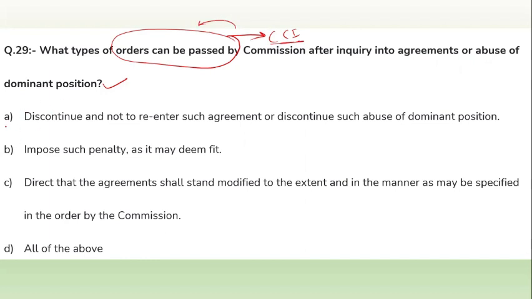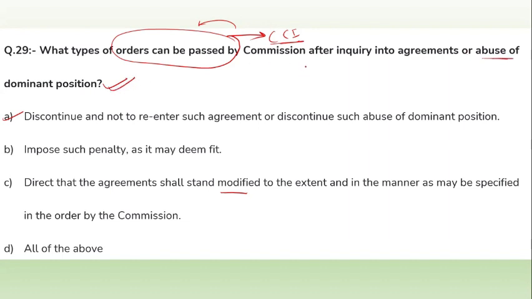Option A on your screen is discontinuing and not re-entering such an agreement, or discontinuing such abuse of the dominant position. Option B, impose such penalty as it may deem fit. Option C, direct that the agreement shall stand modified to the extent and in the manner as may be specified in the order of the commission. Or D, all of the above. So let's understand the thing. In this question, he is talking about if anyone is found using their dominant position.